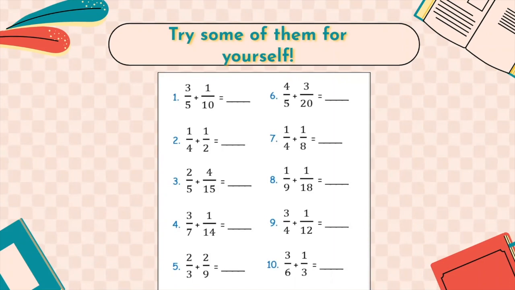Let's try one together. So the first one is 3/5 plus 1/10. The common denominator for these fractions would be 10. So the first fraction would be 6/10 plus 1/10. So the answer is 7/10, and there's no need to simplify it because it's already simplified.